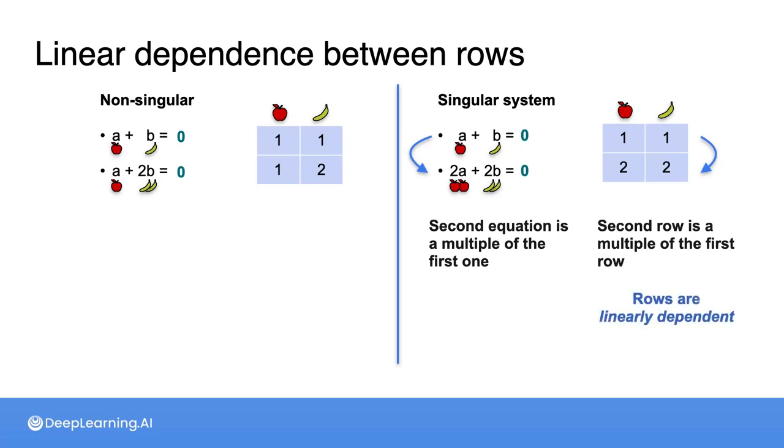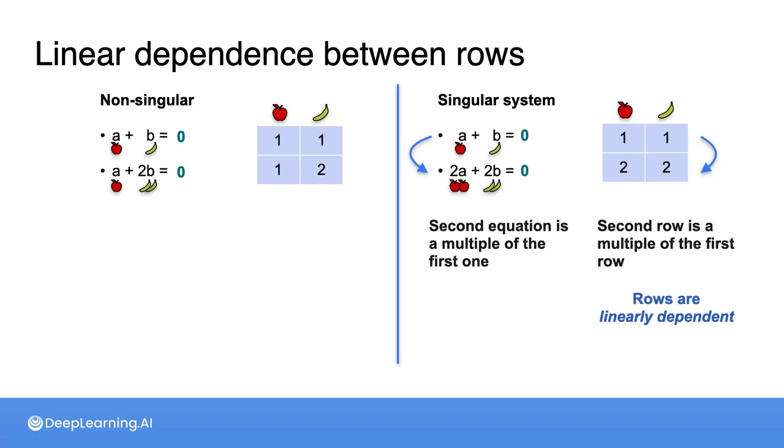Notice that you can also say that the first row is dependent of the second one by taking the second row and multiplying everything by a half. So in any way, either one depends on the other one or the other one depends on the one. They're both dependent, so they're linearly dependent.